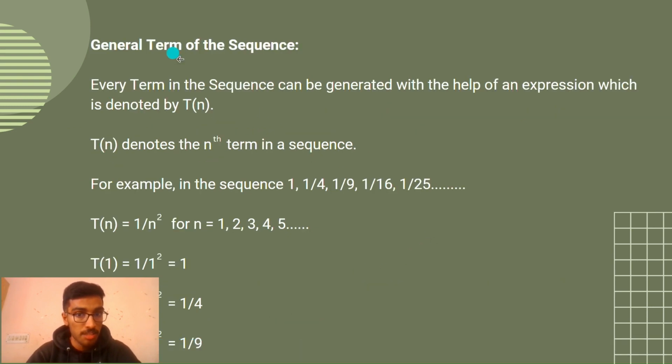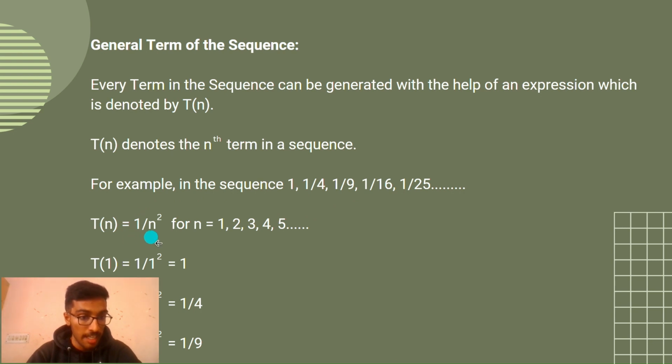So every term in the sequence can be generated with the help of an expression which is denoted by Tn. Tn denotes the nth term in the sequence. So for example, consider the sequence 1, 1 by 4, 1 by 9, 1 by 25 and so on. So by observation we know that Tn is equal to 1 by n square.